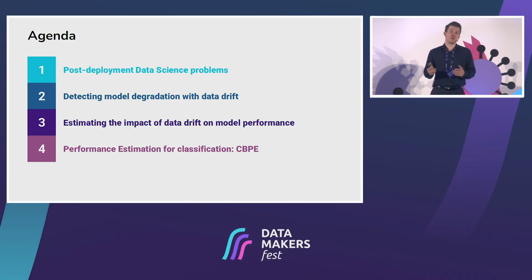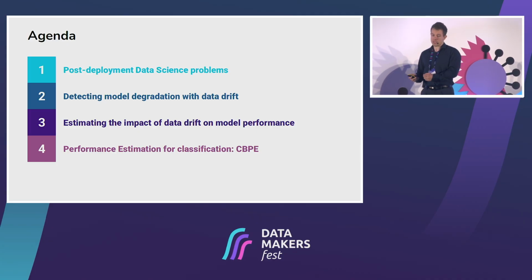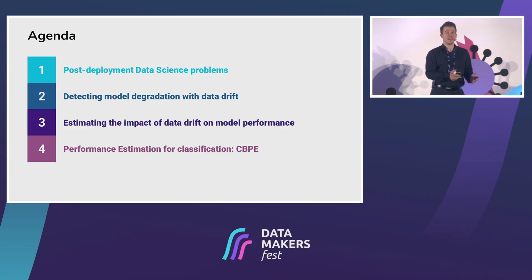Then we're going to actually look at the ways that we can quantify the impact of data drift on model performance by estimating that impact via some very neat and nifty uncertainty quantification techniques. And then finally, we're going to cover one of the algorithms we invented at NanoML that is also available in our open source package called CBP, which stands for Confidence-Based Performance Estimation.